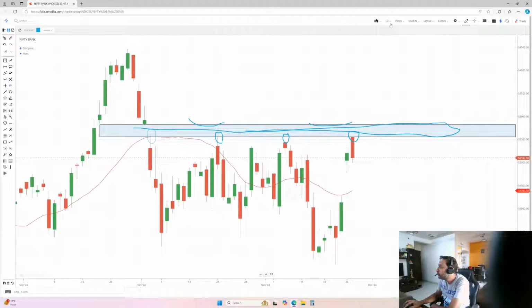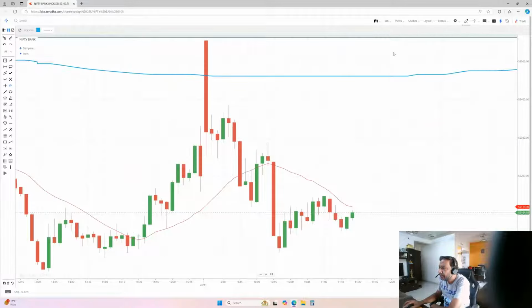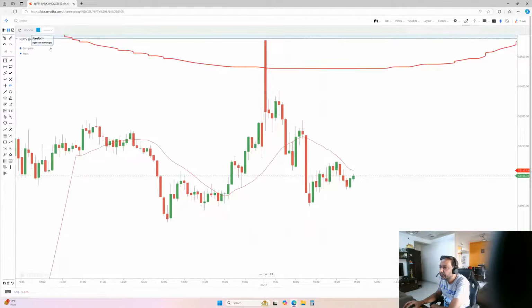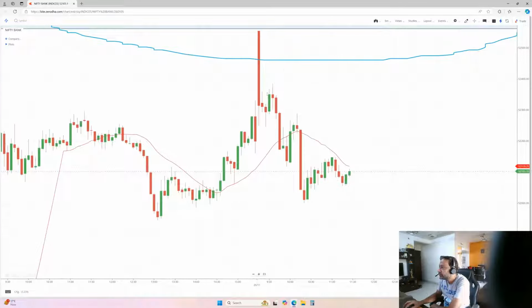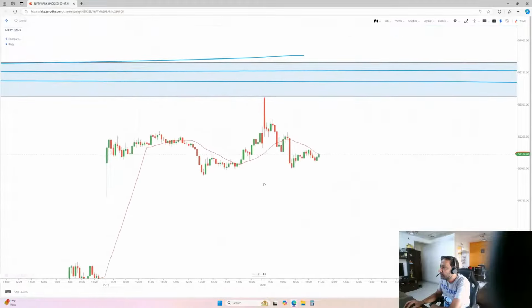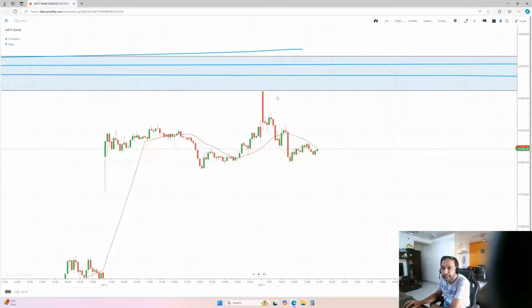Now let's move to a smaller time frame, that is the 5 minute, on which we are trading. Let's remove these drawings as of now. Okay, if you can see, it opened around this 52,550 level and took resistance.